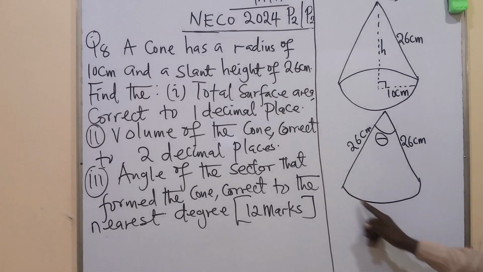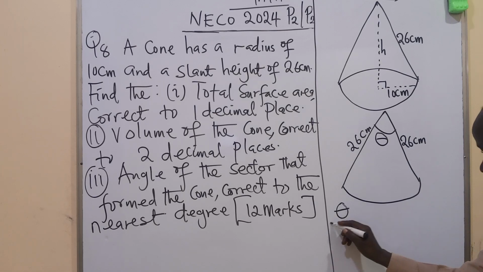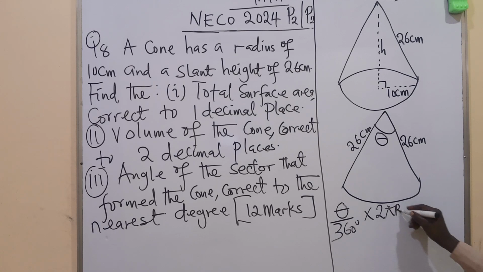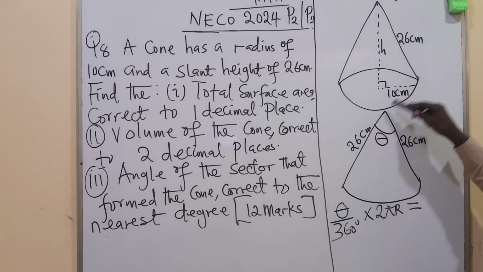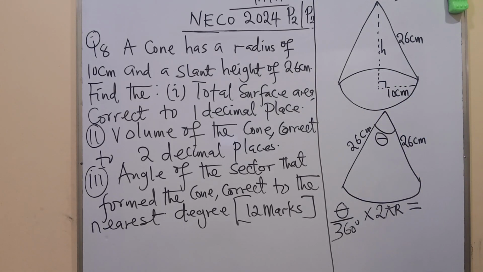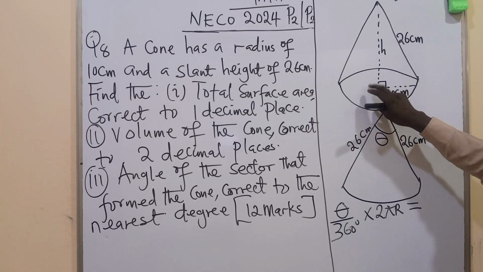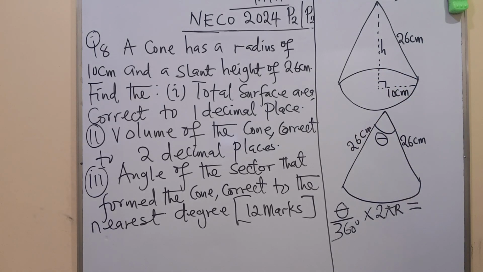The length of this arc here is theta divided by 360 degrees times 2 pi capital R. This will be the same as the length of the circumference of the base of the cone here, because the circular base of this cone is a circle. So the perimeter of a circle is 2 pi small r.